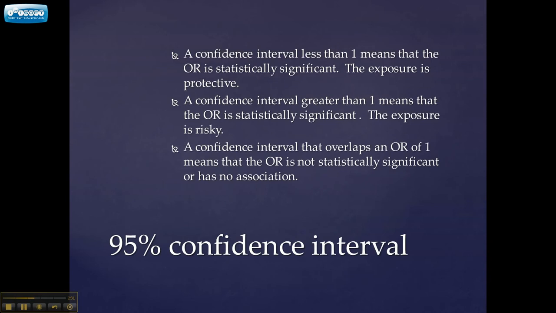The 95% confidence interval determines if the odds ratio is statistically significant. For an odds ratio to be statistically significant, it must be less than 1, or it can be greater than 1. The odds ratio is not statistically significant if the confidence interval is less than 1 on one end, but higher than 1 on the other end. Then this means there's no association between the exposure and the disease.